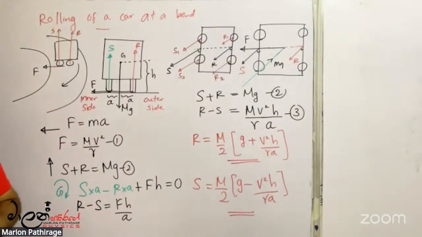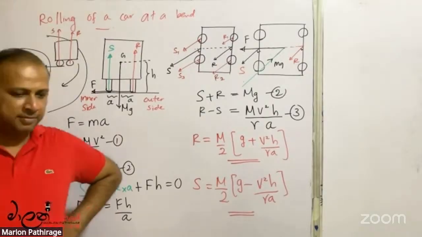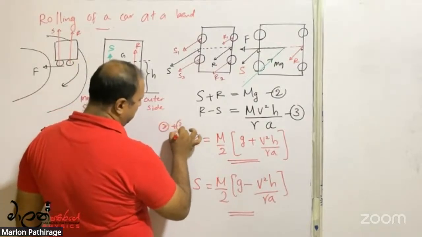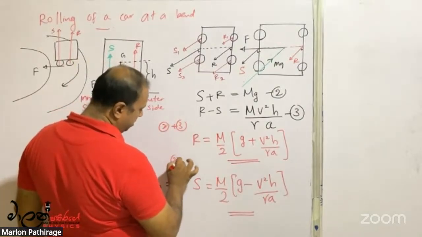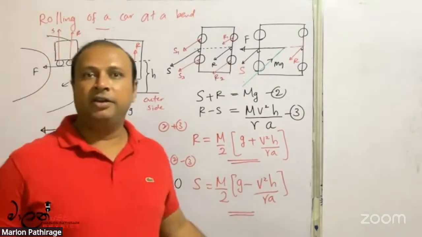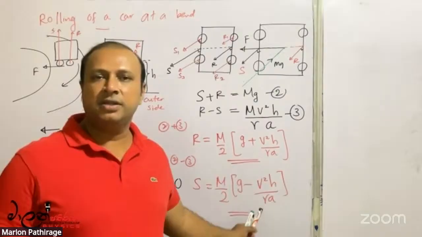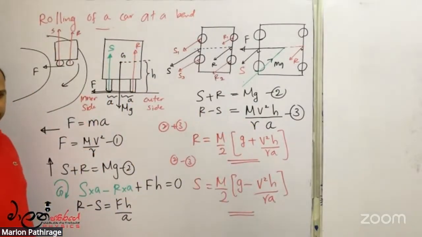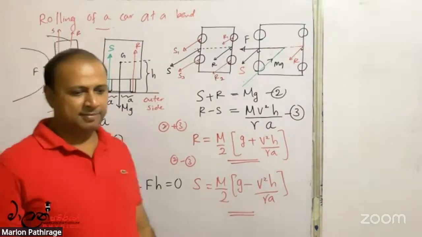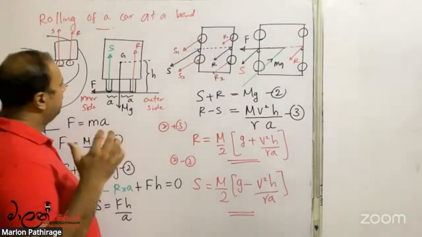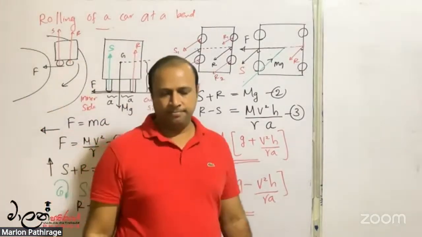Here, 2 minus 3. I need responses from everyone. If you got this, please raise your hand. Yes, now we have found the values of S and R.